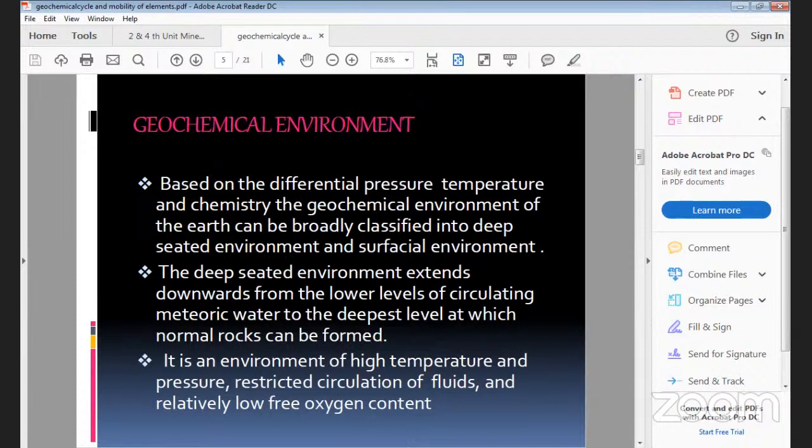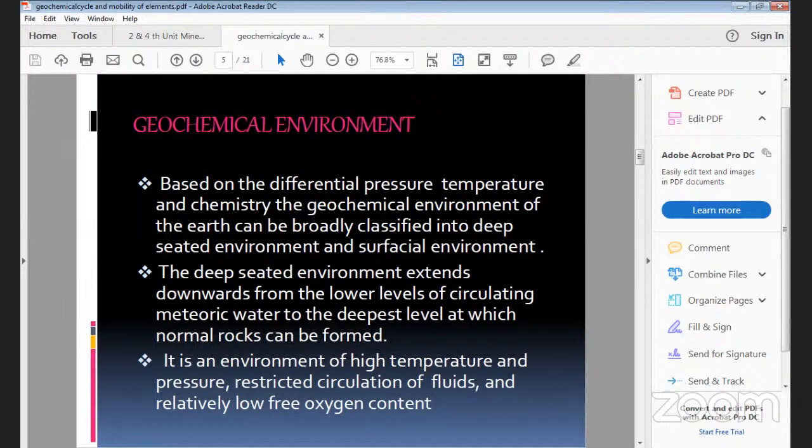So what happens in a primary environment? In the primary environment, the magma comes from a very deep level of the subsurface, so the elements reach the surface, are brought towards the surface, and are dispersed on the surface. The deep-seated environment extends downwards from the lower levels, circulating meteoric water, and consists of the deepest level at which normal rocks can be formed.